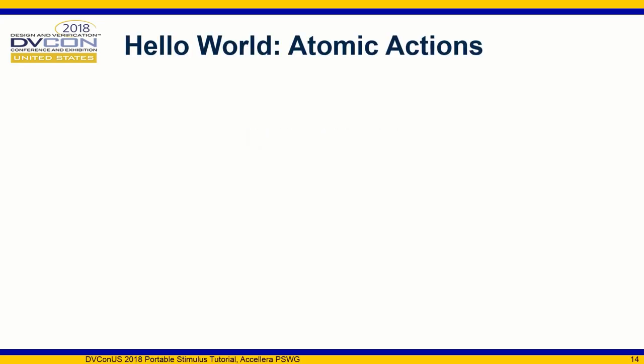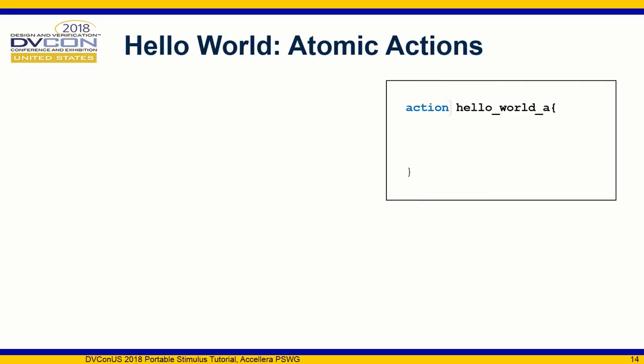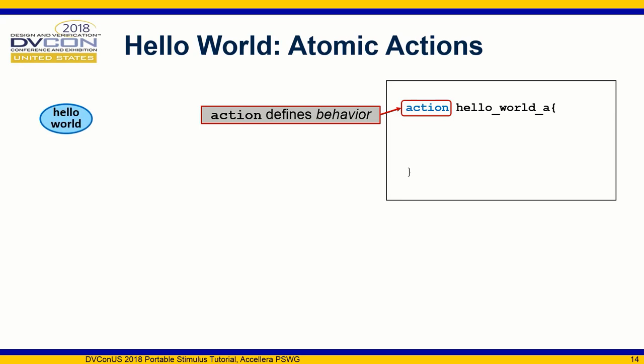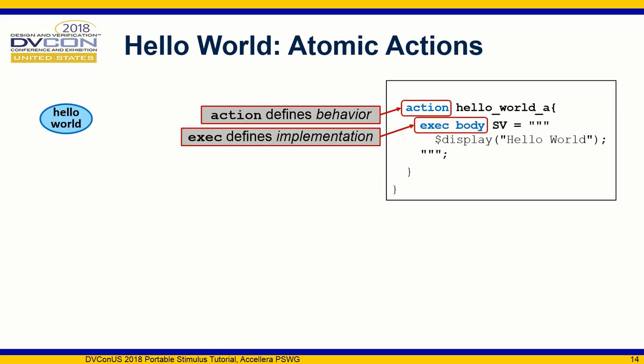So the first thing we're going to talk about is what we call atomic action. So an action is a unit of behavior. Inside of that, we are going to have something we call an exec block. And the exec block is the thing that lets us define how this particular behavior is going to be represented in our target system. And as we'll see, we can swap in and out different execs depending on what the target is, but the behavior is the same. It's going to display hello world.